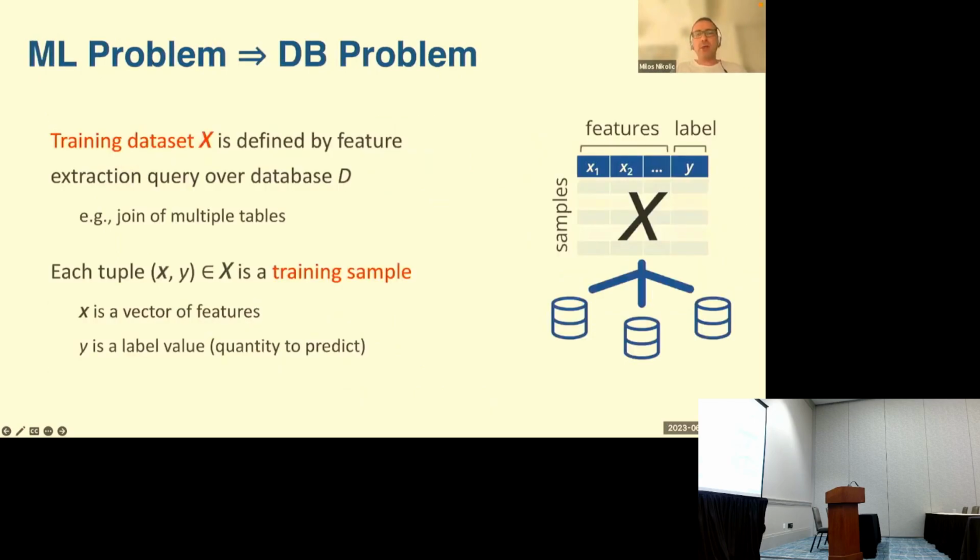Now let's see how we can transform a machine learning problem into a database problem. We assume that the training dataset X is defined by a feature extraction query over the input database. For instance, this could be a join of multiple tables. Each tuple in the join result represents a training sample that consists of a vector of features and a label or quantity that we want to predict.